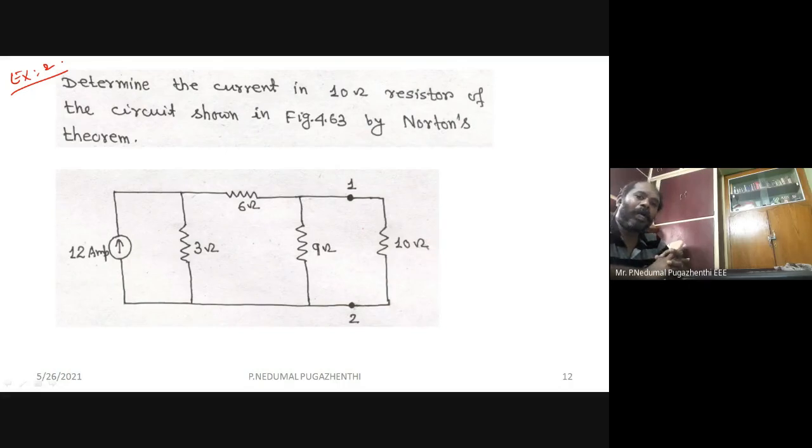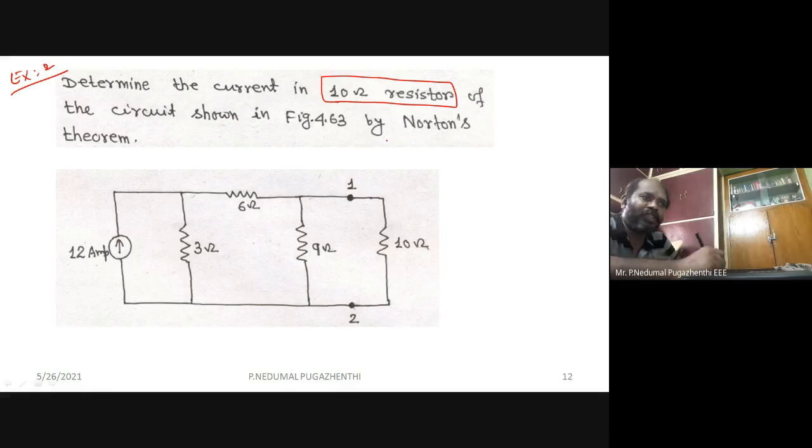Now I'm going to the next step, the next level. Determine the current in the 10 ohm resistor. In the previous case, I was interested in knowing only the equivalent circuit. Now I am going to apply that circuit and try to find a parameter in the network, in one particular resistor, the 10 ohm resistor.